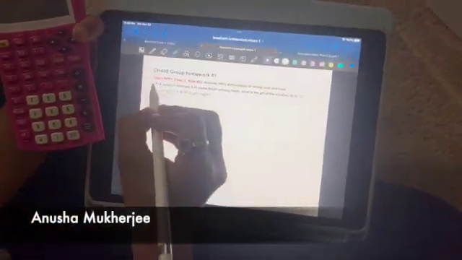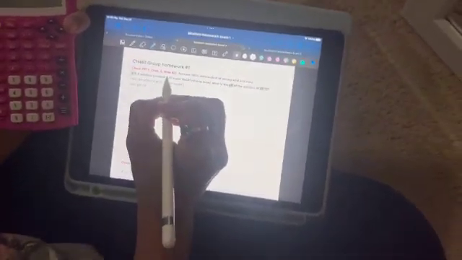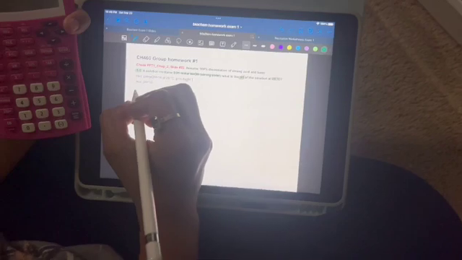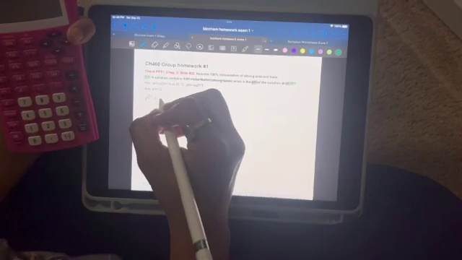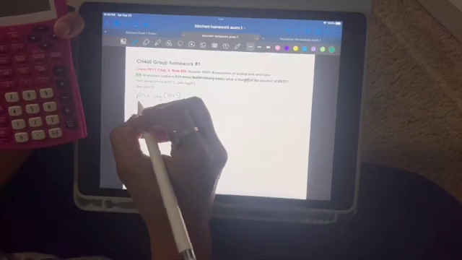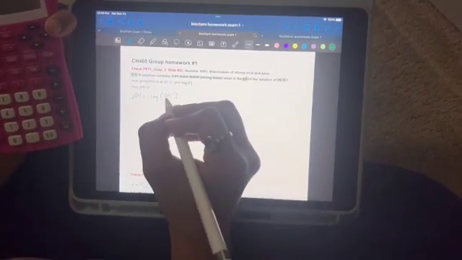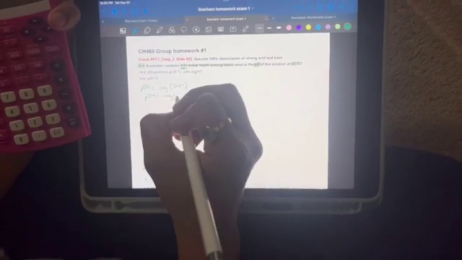For group homework 1, question 1, the question is asking for the pH of the solution at 25 degrees Celsius. We are given 0.01 molar of a strong base. So first off, what we want to do is use this formula. With this formula, we'll plug in the concentration of the strong base, which is given here, which is 0.01. So we'll plug that into the equation, and then we'll plug it into our calculator.